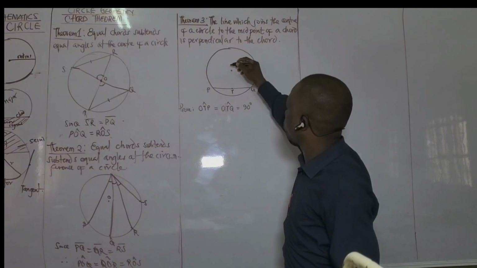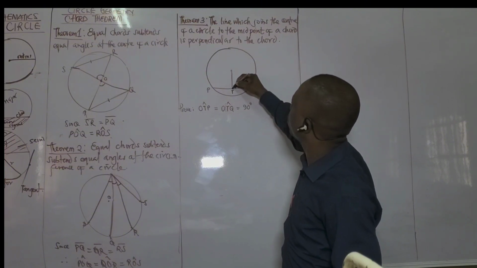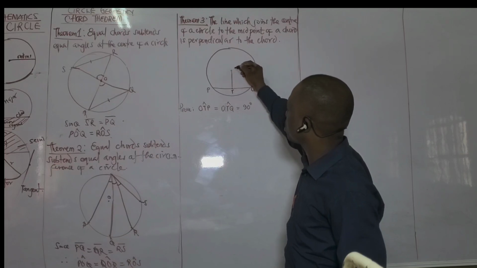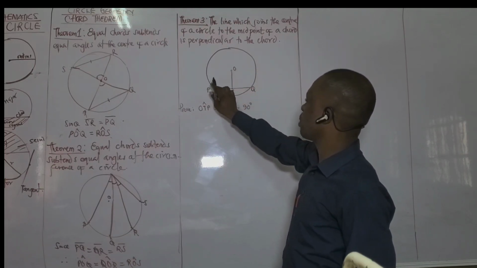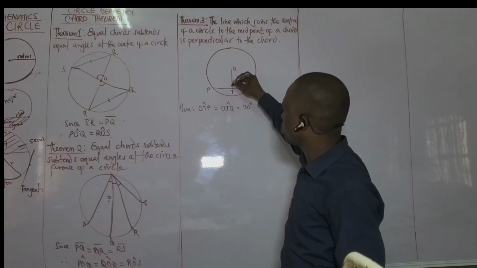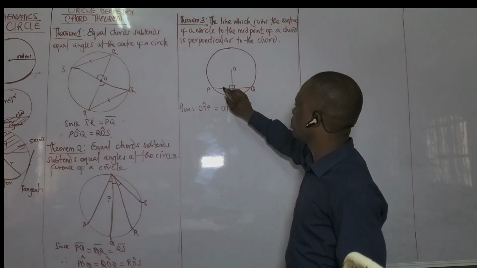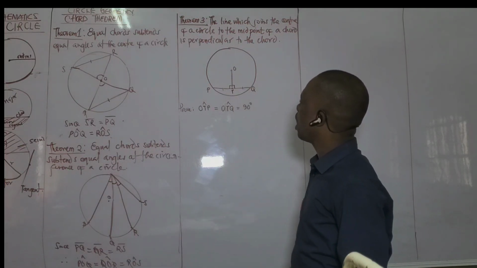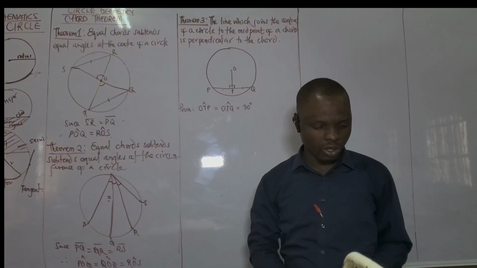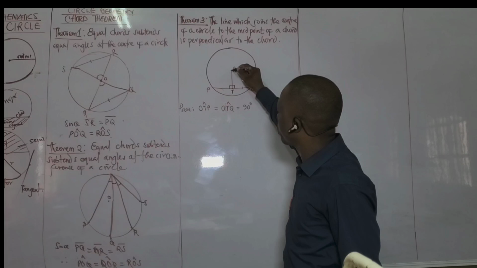So the line which joins the center of a circle, this is the center O, to the midpoint of a chord is perpendicular. That is, we want to prove that this angle is 90 degrees and this angle is 90 degrees. We already know that this side is equal to this side, since it's the midpoint. And so we're going to draw the join OP and OQ.